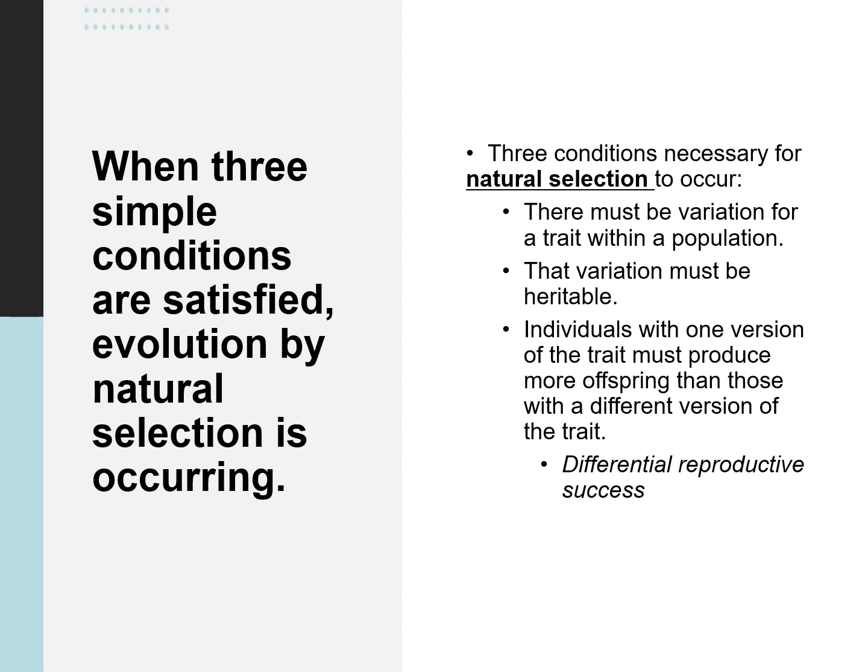So when three simple conditions are satisfied, evolution by natural selection occurs. The three conditions are that there must be variation for a trait within a population. That variation must be heritable, so you must be able to get it from the parents. They must be able to pass it on to their offspring. Individuals with one version of the trait must produce more offspring than those with a different version of the trait, and that is called differential reproductive success. And we are going to look at each one of these conditions individually.